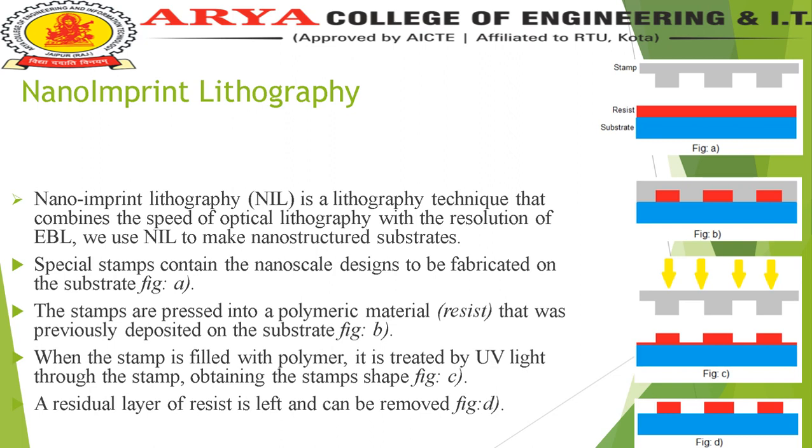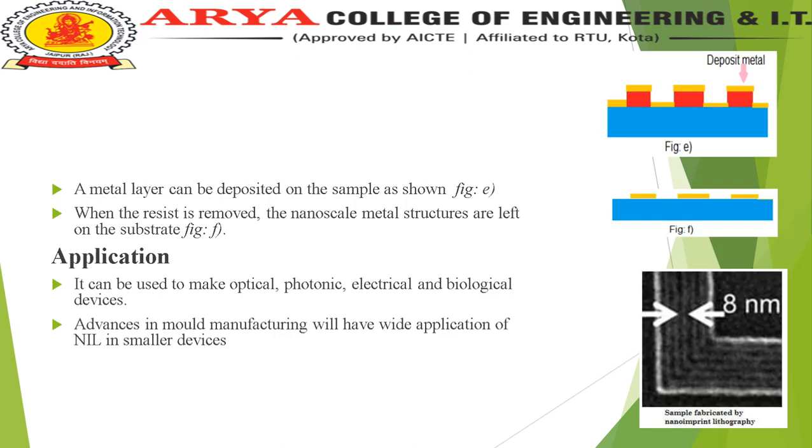When the stamp is filled, the polymer is treated by UV light through the stamp, applying the stamp shape. So we apply UV light there, and the shape is complete. A residual layer of the resist is left and can be removed. So the residual layer is completely removed and the remaining pattern is left. A metal layer can be deposited on the sample as shown in the figure. When the resist is removed, the nanoscale metal structures are left.